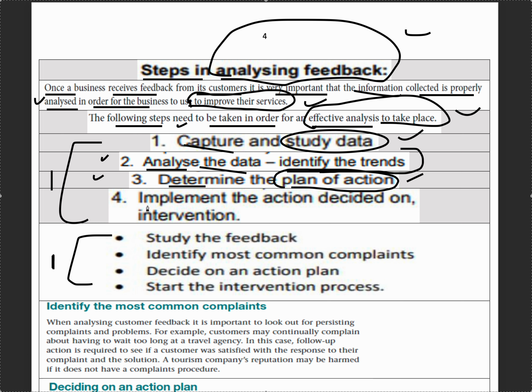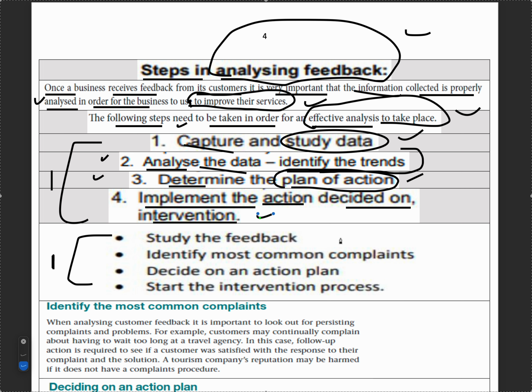Then after that, the fourth one is to implement. Implementation is whereby you hire this person, you hire the new people, you work on what you said you wanted to implement. So it's to implement the plan of action, the decided intervention on how to improve the issue that you are having. Intervention is like a solution to the problem. You implement it now. You don't just talk, you implement it. So those are the steps in analyzing feedback.